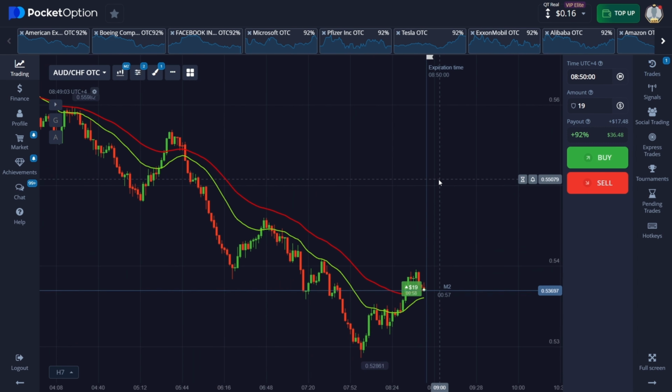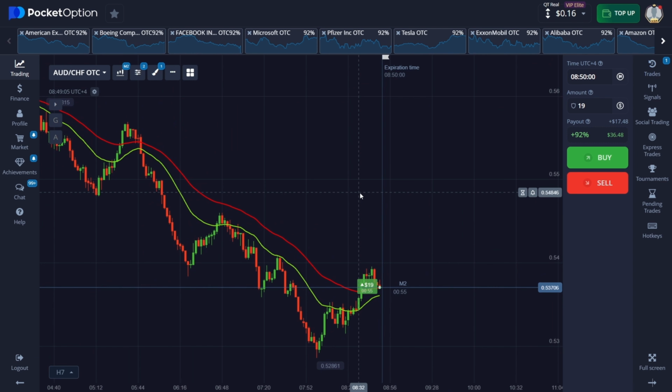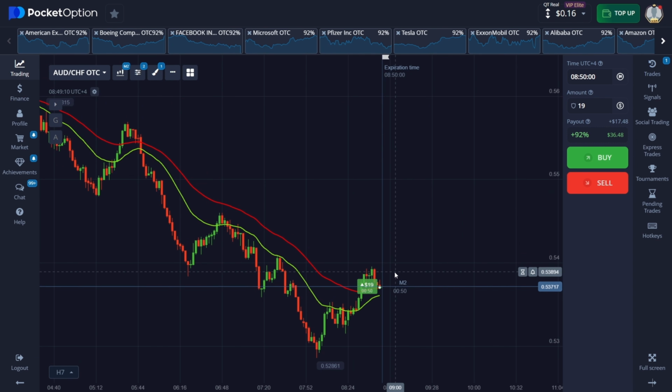From the moving average, you can see there was a downtrend and the candles broke the moving average. The previous candle took support from the 50 EMA and closed near the 50 EMA. That's why I took this trade for the upside move. Currently, the trade is going in our favor, but we still have 12 seconds left.